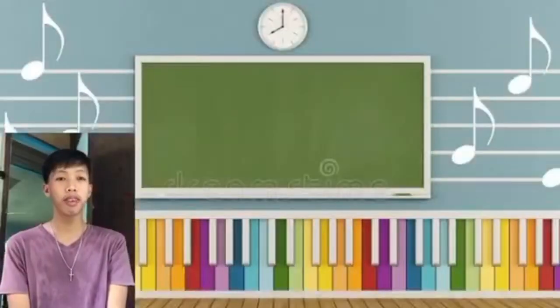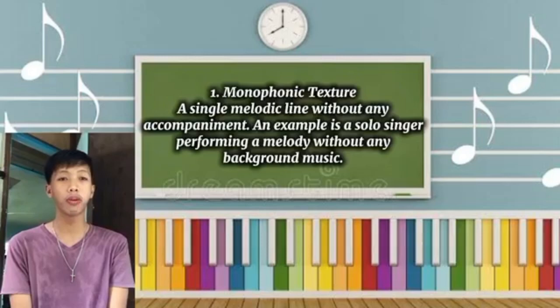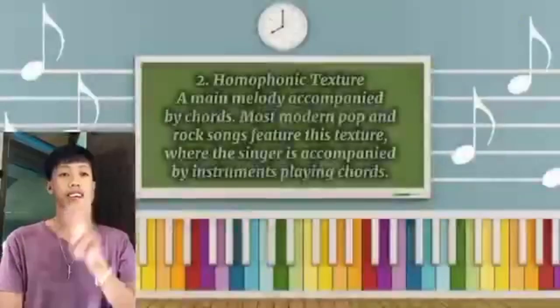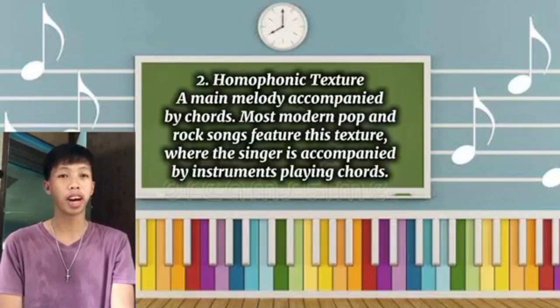Texture in music can be categorized into several types. First, monophonic texture, a single melodic line without any accompaniment. An example is a solo singer performing a melody without any background music. Second, homophonic texture, a main melody accompanied by chords. Most modern pop and rock songs feature this texture, where the singer is accompanied by instruments playing chords.